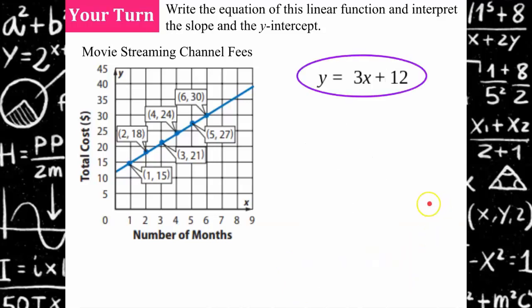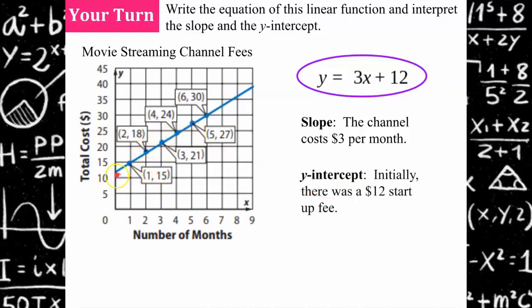So now let's interpret. Our slope, we're talking about a movie streaming channel fee. So this channel costs me $3 per month. So it's rising $3 every month. So for every month, my cost goes up $3. The y-intercept means initially, before I could even start viewing, there was a $12 startup fee. So there was some initial cost that was a one-time fee of $12, because every month after that $12 fee, it's $3 per month.